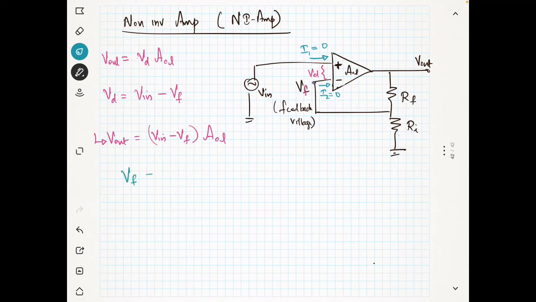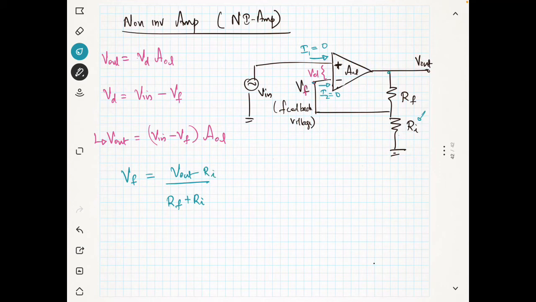VF can be easily found out by using voltage division. So it is coming from V out. V out divided by RF plus RI, and you have to multiply with this guy RI, right? That is VF. How to obtain this?